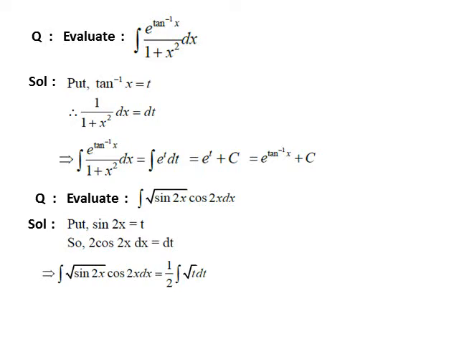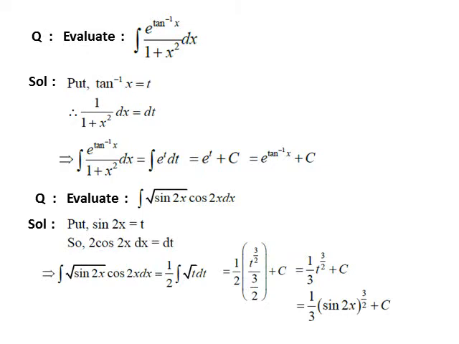In next step, write the integral of root t, that is t raised to power 3 by 2 upon 3 by 2. Simplify it, we get 1 by 3 t raised to power 3 by 2 plus constant c. Now, in place of t, we write sine 2x.